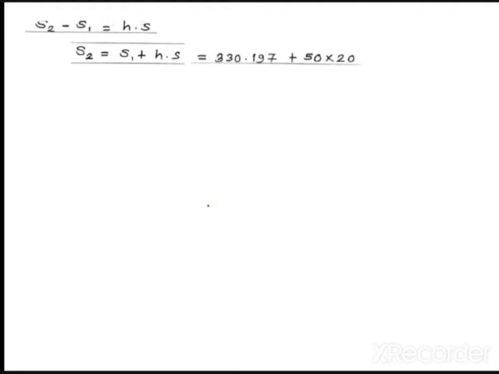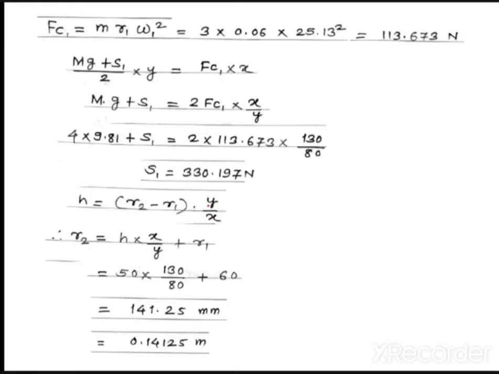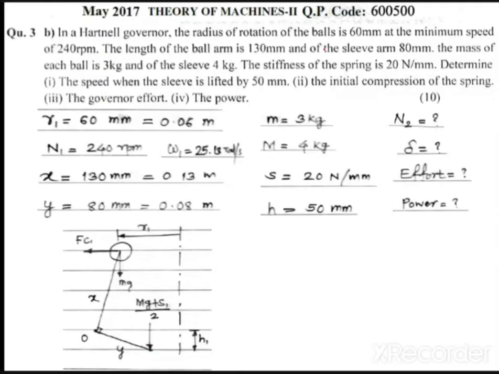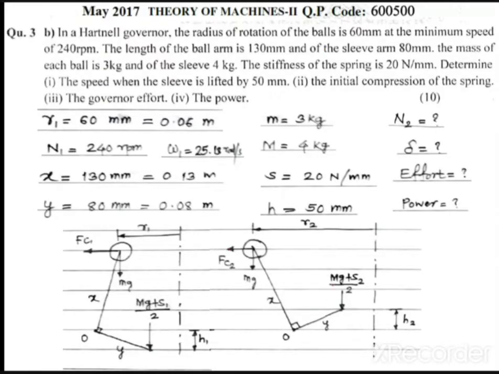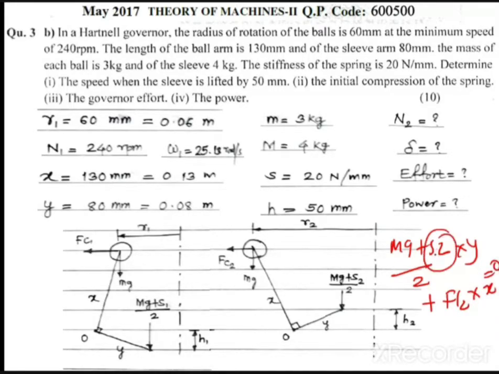Basically, guys, you have two methods. Either you take a moment about O for the maximum position diagram. For the maximum position diagram, the moment will be mg plus h2 divided by 2 multiplied by y, plus fc2 into x, equal to 0. From this you will get h2.